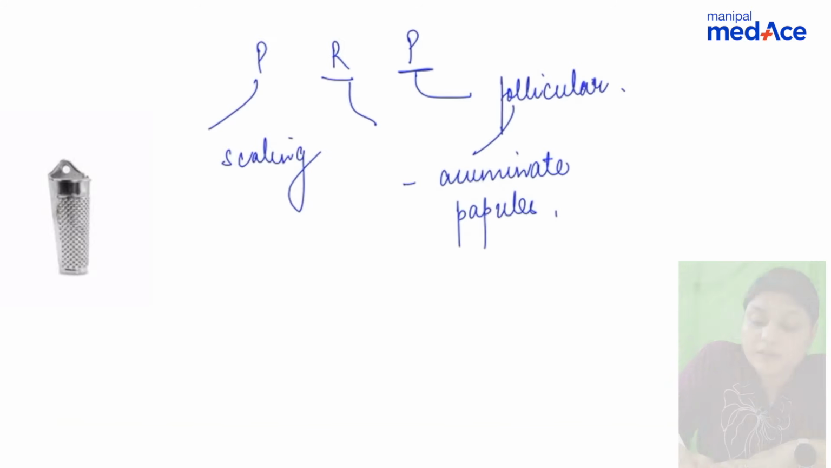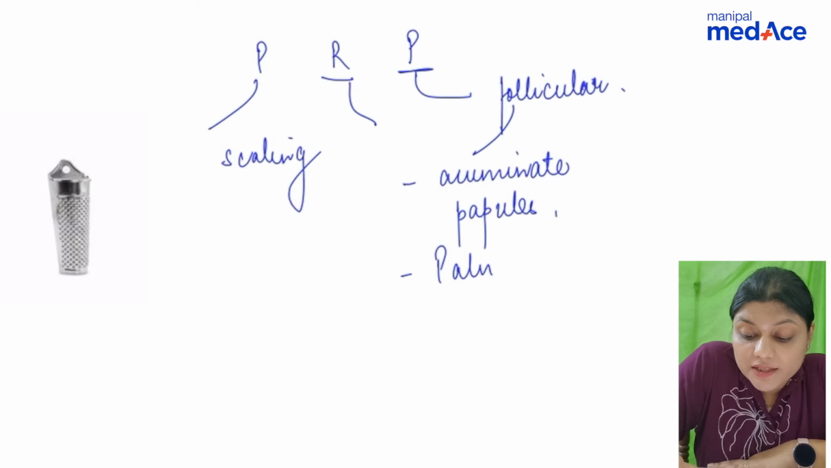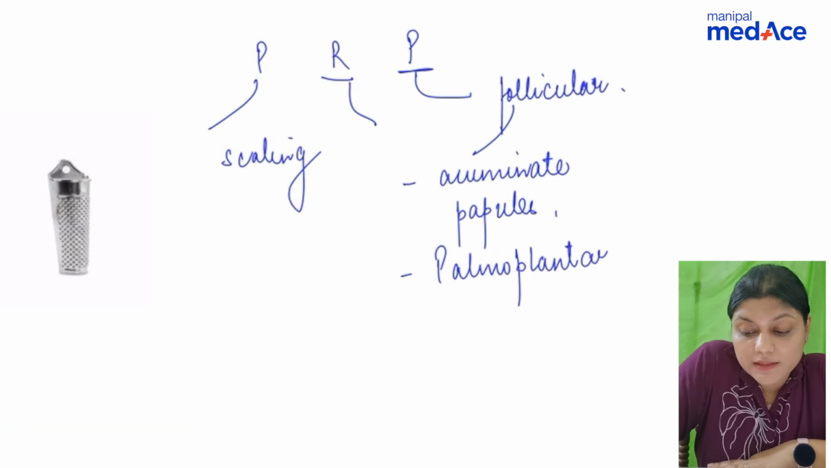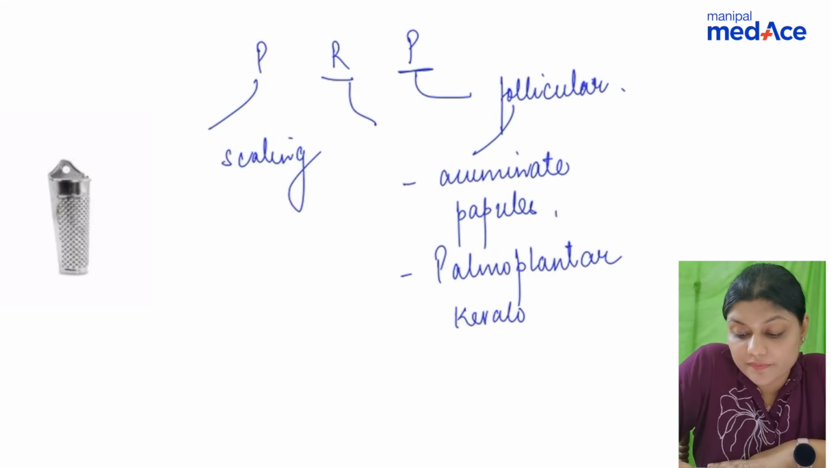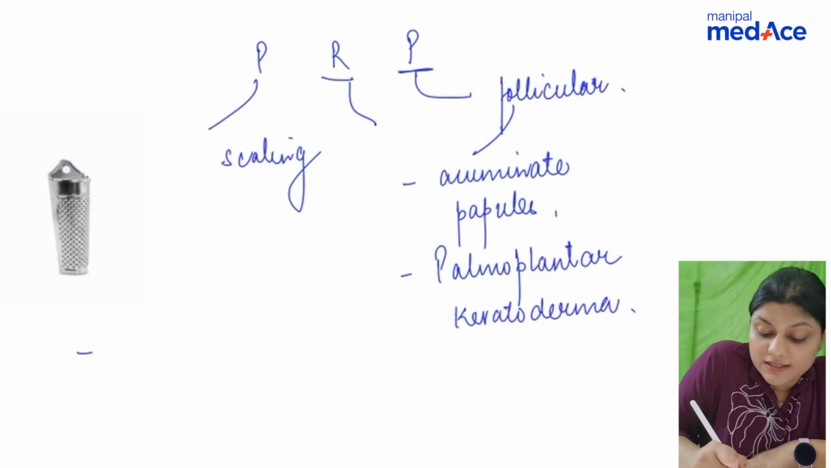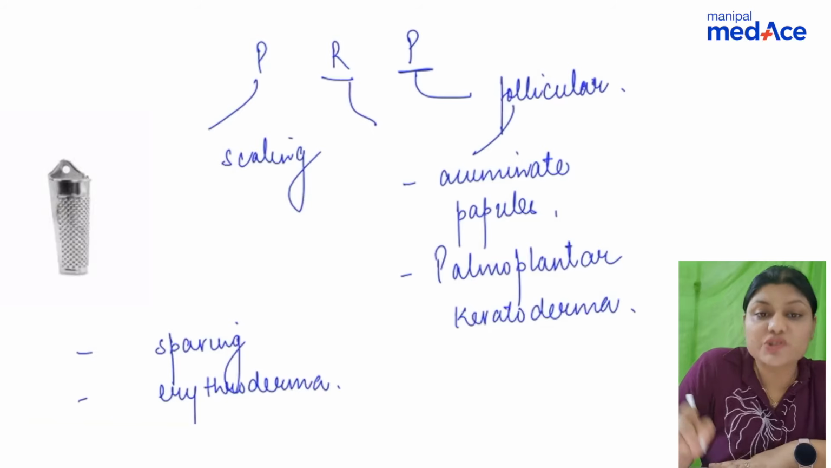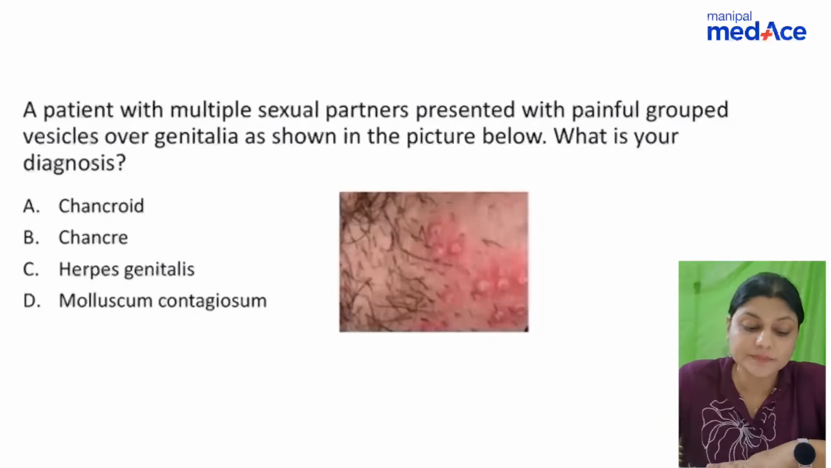see in the picture. Also, from P you can remember there is presence of palmoplantar keratoderma. Also characteristic sparing, islands of sparing. And these patients can land up in erythroderma also. Pityriasis rubra pilaris.